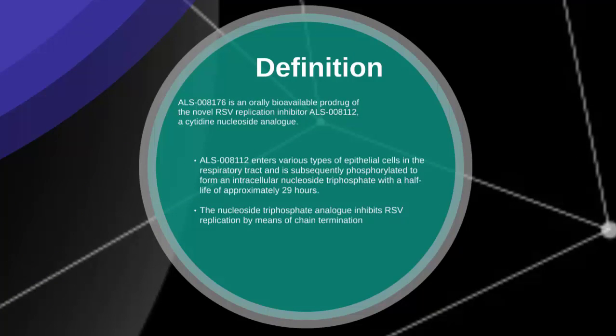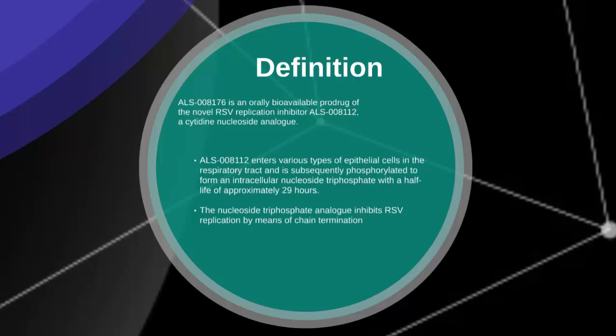Now we're going to talk about what this ALS bioavailable is. ALS-008176 is an orally bioavailable prodrug of the novel RSV replication inhibitor ALS-008112, a cytidine nucleoside analog.